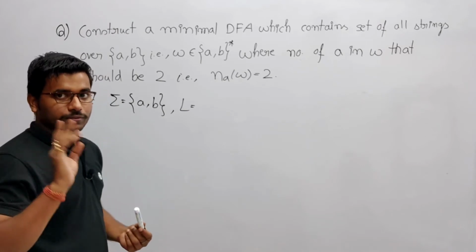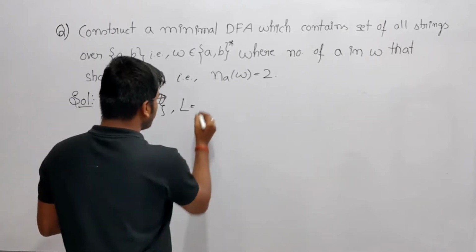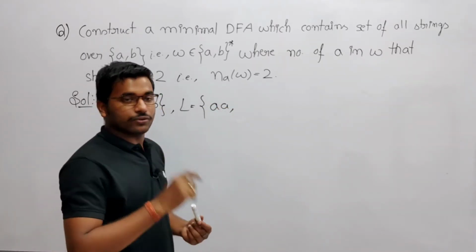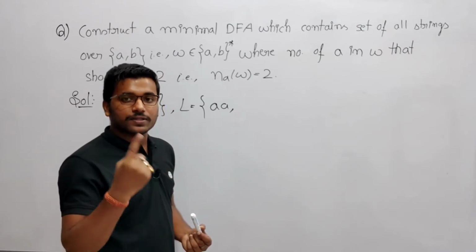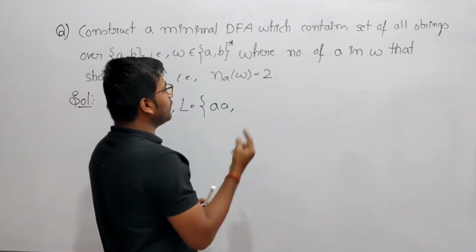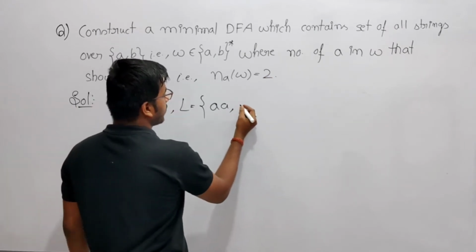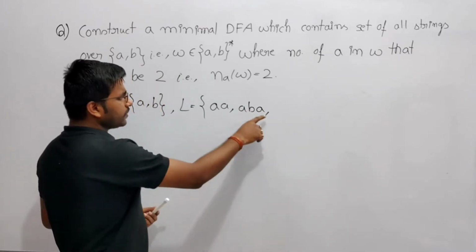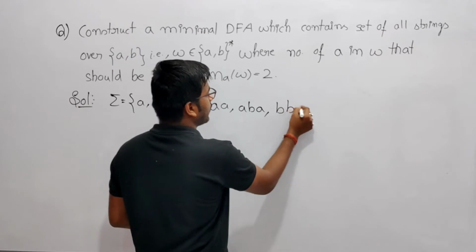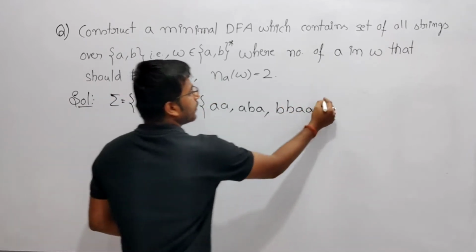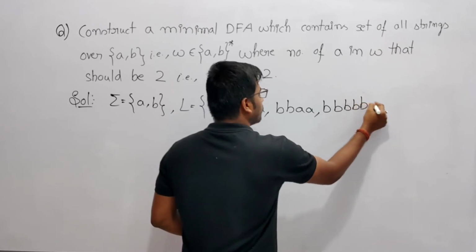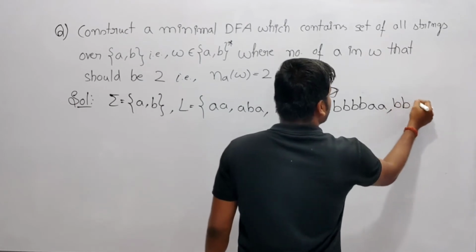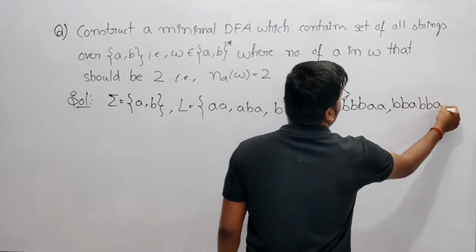number of a should be 2 and the rest anything. So epsilon does not belong to this language because the number of a is 0. A single a does not belong to this language because only one a is there, number of a is 1. If I write a b a, it belongs to this language because the number of a is 2. Now b b a, fine, belongs to this language. Any number of b, but still it is having two a. Fine. Any number of b, then a, then again any number of b, a, fine, belongs to this language.